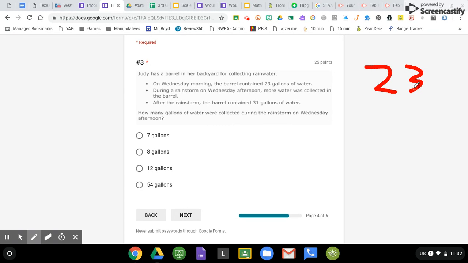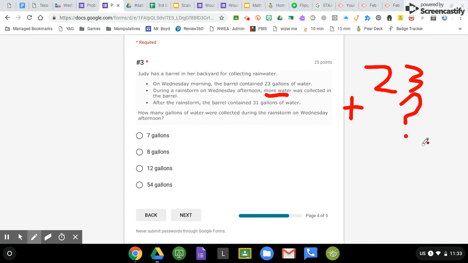So she started off with 23 gallons. Then there was a rainstorm, right? And it says more water was collected. More water was added to the barrel. But we don't know how much. That's what the question's asking.